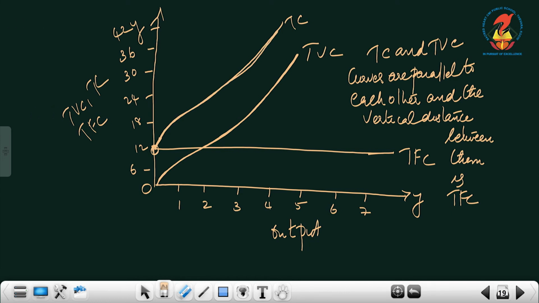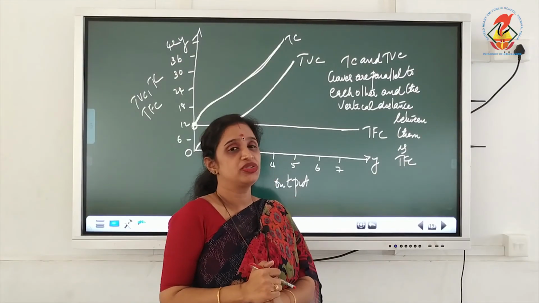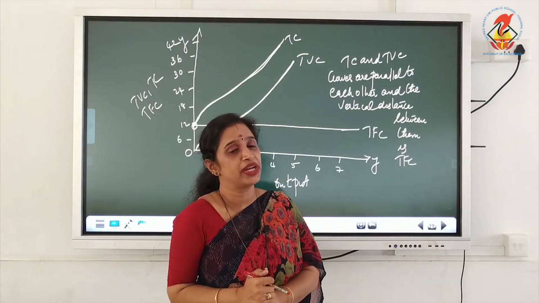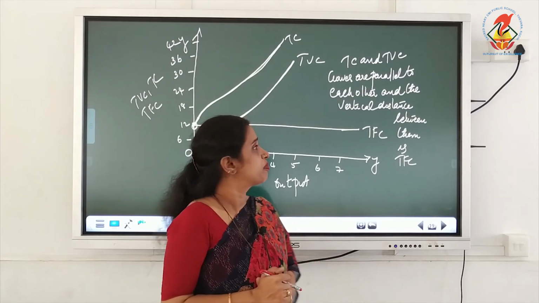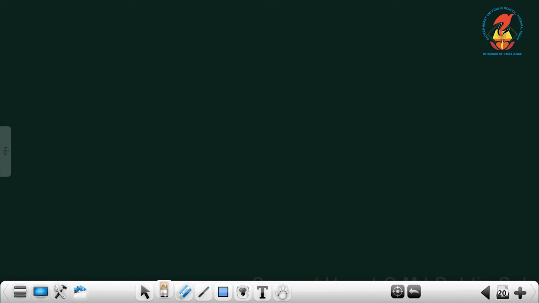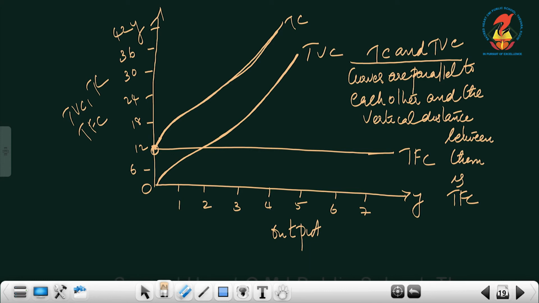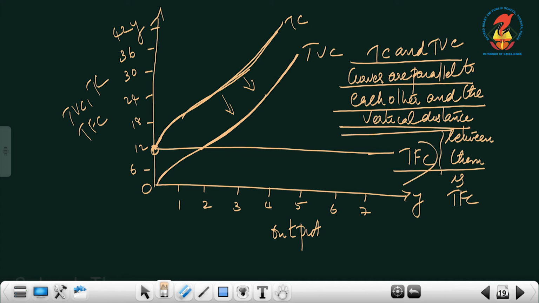I told you why it is an inverse S-shaped curve: any change in the Tc is completely dependent on a change in the Tvc, and they both reflect the law of variable proportion. Now on the basis of the graph we can find that the Tc and Tvc curves are parallel to each other. They are both inverse S-shaped curves and they are parallel to each other, and the vertical distance between them is Tfc.